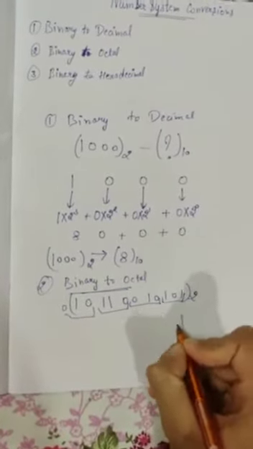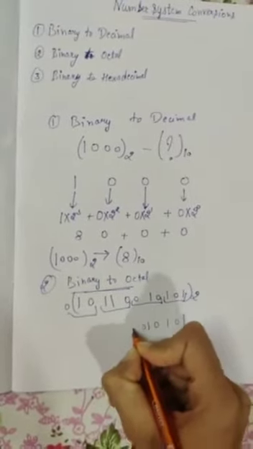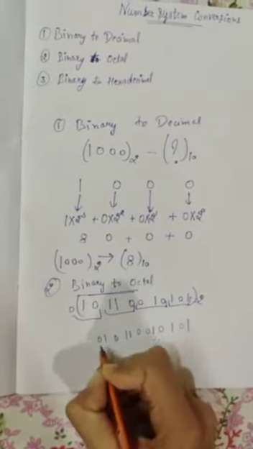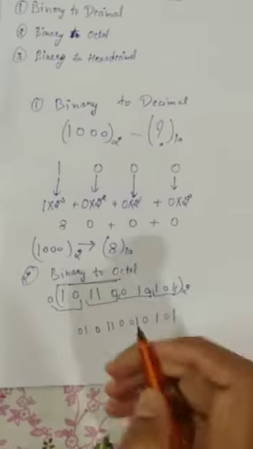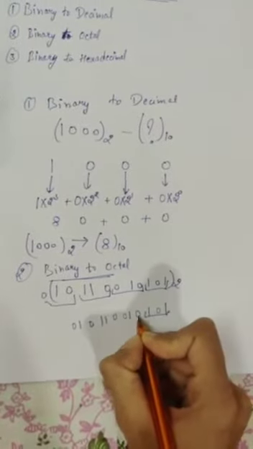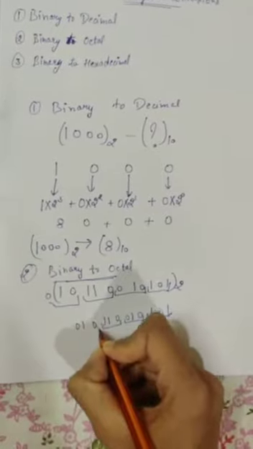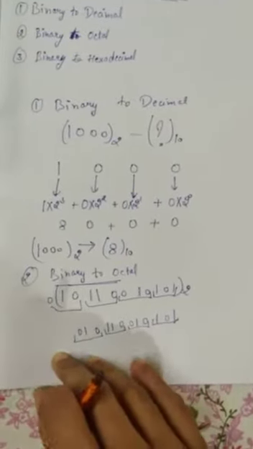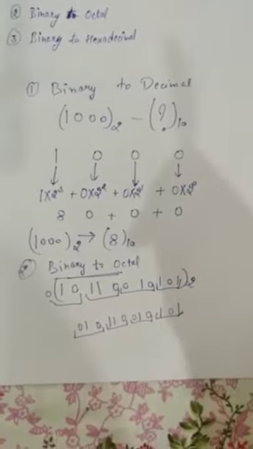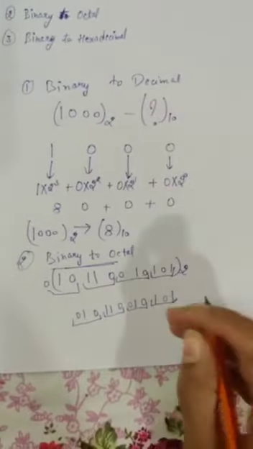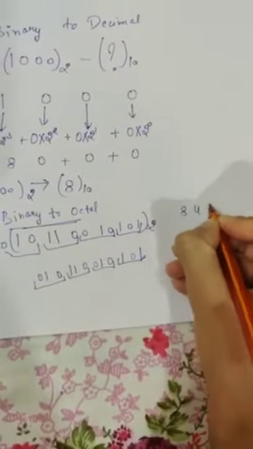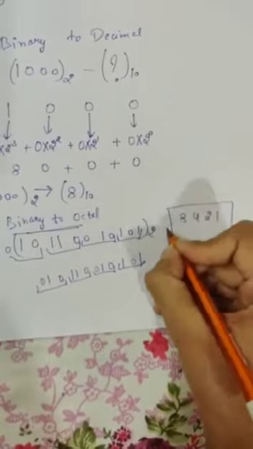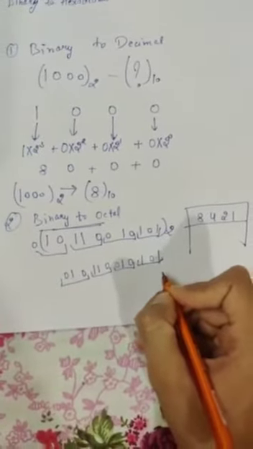So the number is 001 011 001 010 101, grouped as 3-bit codes. You can add 0 on the left side, but you cannot add 0 on the right side. So here we have complete 3-bit codes. Now we can convert these 3 bits into octal. In octal we use only 3 bits. We already discussed the 8421 code in the previous lecture. By using this 8421 code, we can easily convert this number into octal.